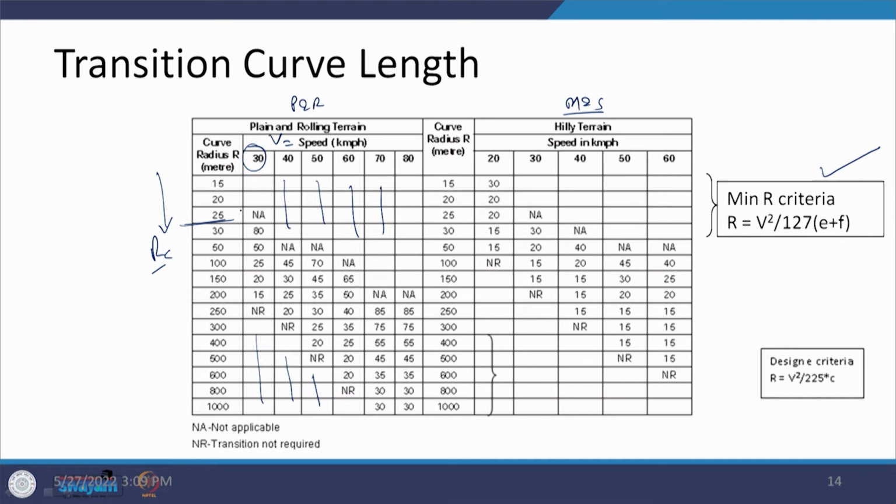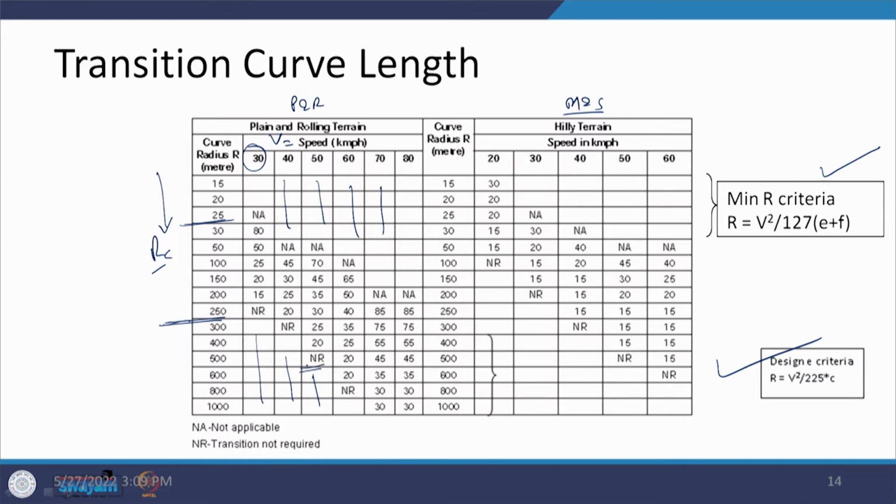At the same time, when you are talking about the other side, what happens is that after a certain particular value of R, there is no need of providing the super elevation. So, there is a minimum radius beyond which, if the radius is provided, no super elevation is required, we simply use the camber, and for that the equation is V square divided by 225 into C. So, using this particular value we can find out the radius beyond which it is not required.